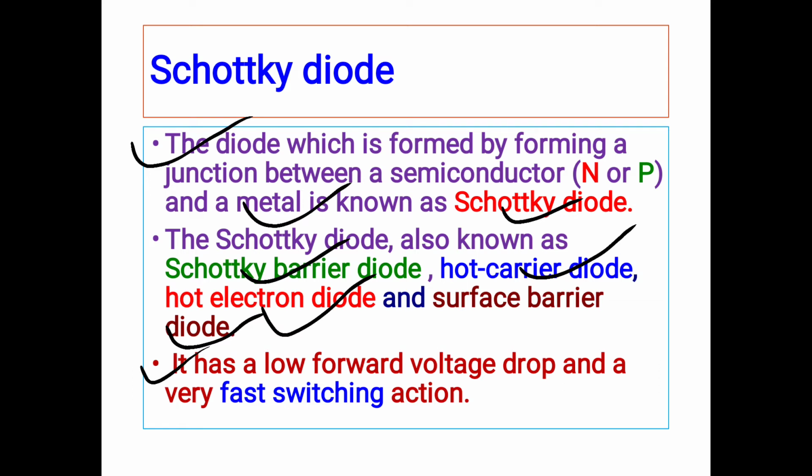And the Schottky diode has a very low forward voltage drop, and it has very fast switching times. It has a very fast switching action. It will respond very quickly, so its response time will be very less.